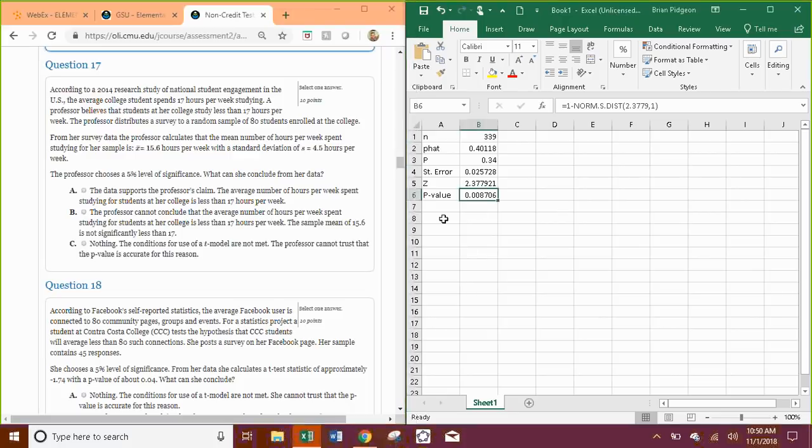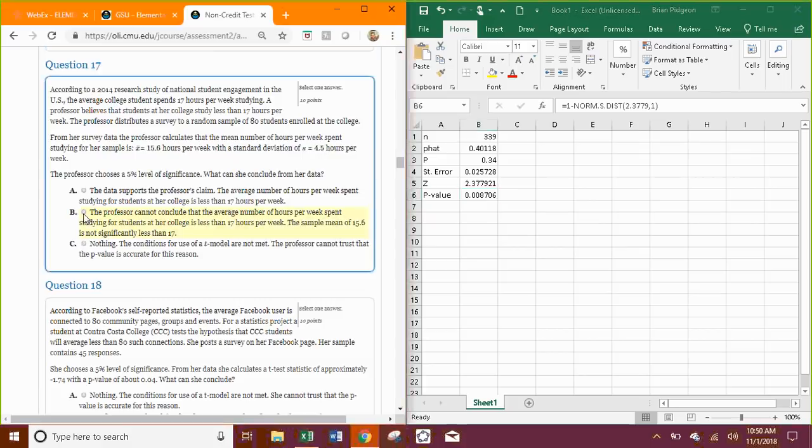What can she conclude? Well, the professor cannot conclude why, okay, nothing, the conditions for using a T model are not met. Well, our sample size is 80, so we can trust that we can do that, assuming that there's no major skewness. So let's just see. Our null hypothesis is 17. Just look at our X bar and our standard deviation. So, I'm going to say B.